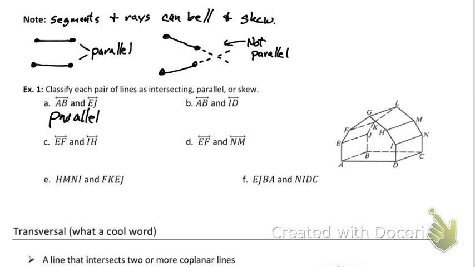All right, AB and ID. AB is still that same one here. ID is this guy that goes like this. First of all, I'm looking at it, and they don't intersect. So that means it's either going to be skew or it's going to be parallel. Which one is it, skew or parallel? They do not intersect, correct? Skew. They're skew.